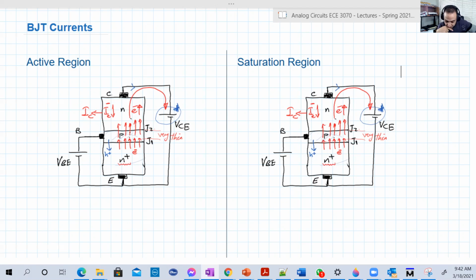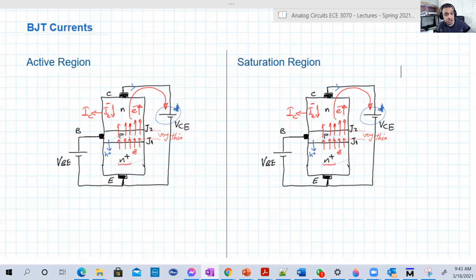Today we're going to discuss the nature of each of these currents and how they are constructed in the structure of the transistor itself. To discuss that, we must go back to the basic operation of the transistor, the active region or the saturation region, because the characteristics of these currents really depend on the region of operation, either active or saturation. So let's start with the active region.